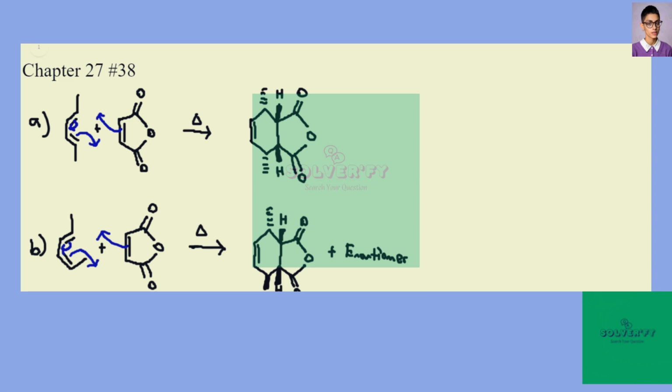This problem pretty nicely illustrates the effect of the double bond geometry in the diene on the product of a Diels-Alder reaction. And that is the answer, again, to Chapter 27, problem number 38.